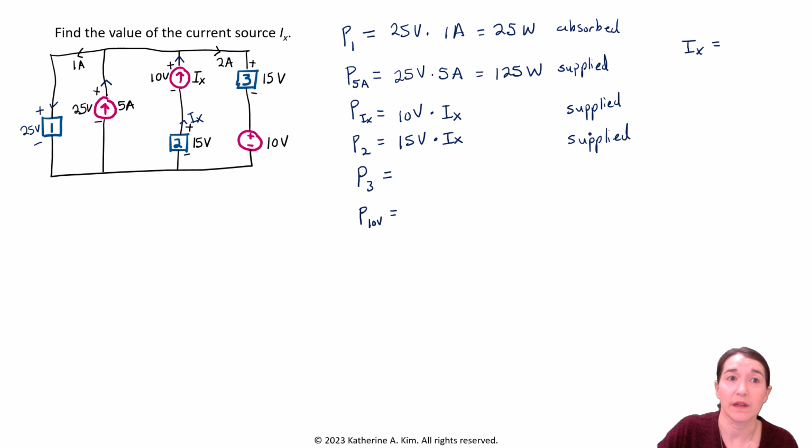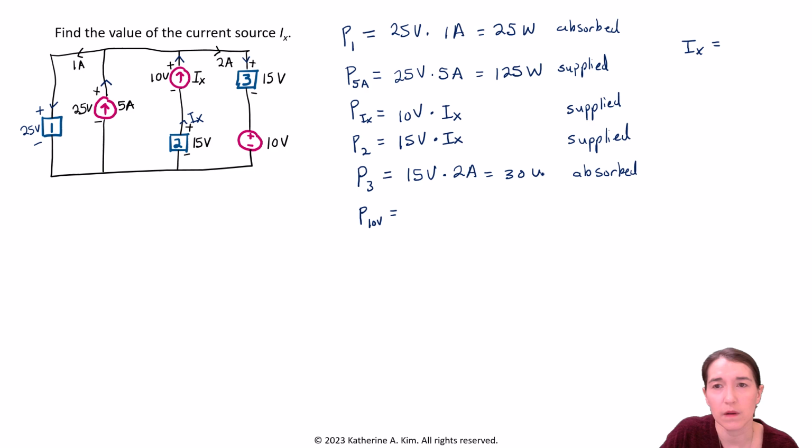All right, next one, P3. We have 15 volts, and we see we have 2 amps coming in here. Because it's going into the positive, it's absorbing. So I'm going to write that over here. Absorbing power, and we can just do 15 volts times 2 amps, going to give us 30 watts.